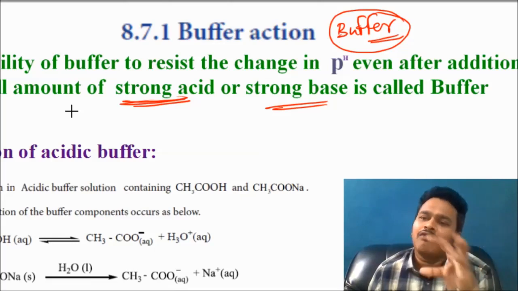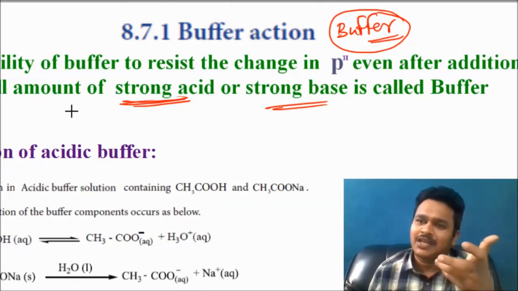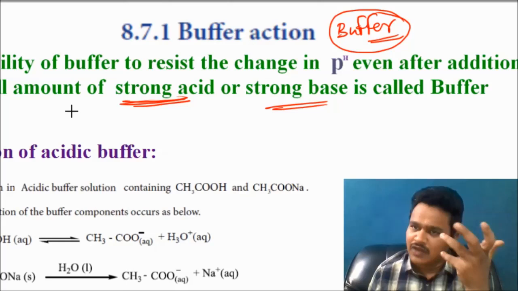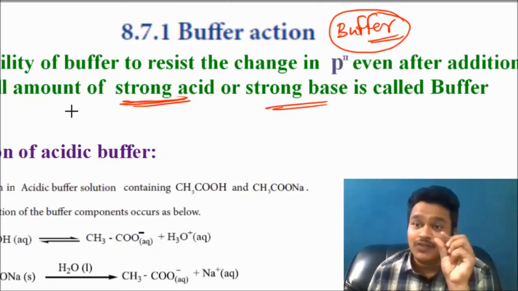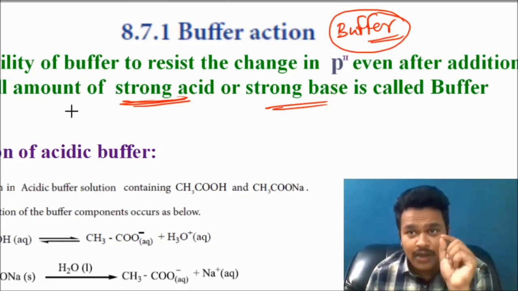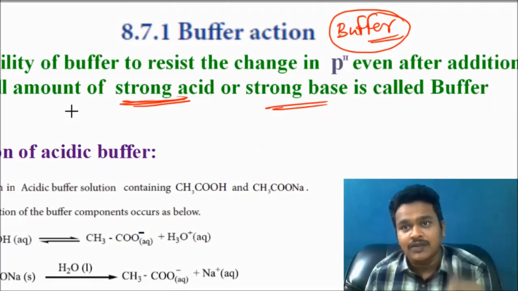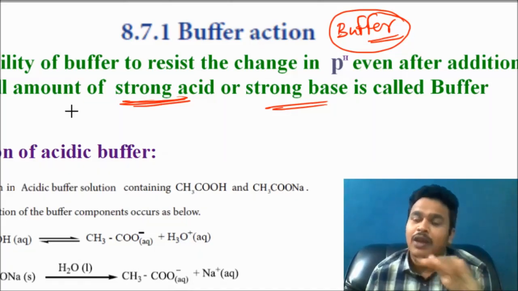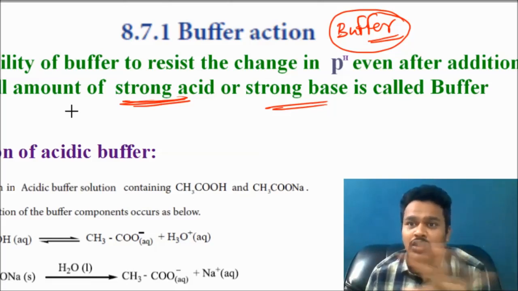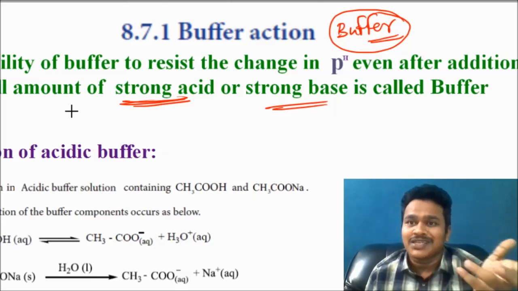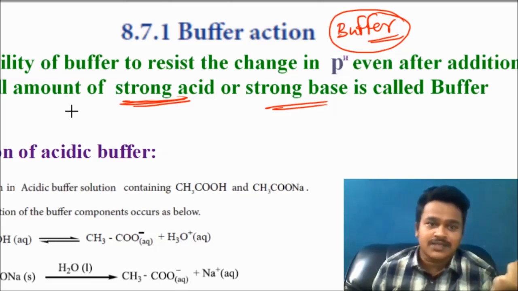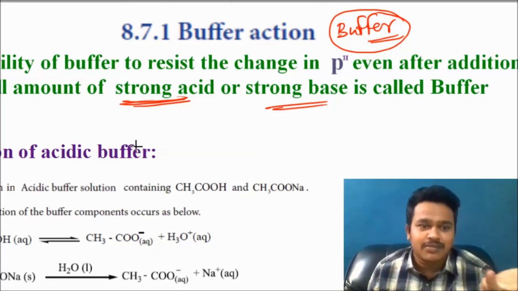The ability of a solution to resist the drastic change in the pH value even after the addition of a small amount of strong acid or a small amount of strong base. Even if you add a little strong acid or strong base, the pH value should stay the same. The pH value should not change much. At that time, you can call that solution a buffer solution. Understood? Next. Action of acidic buffer.